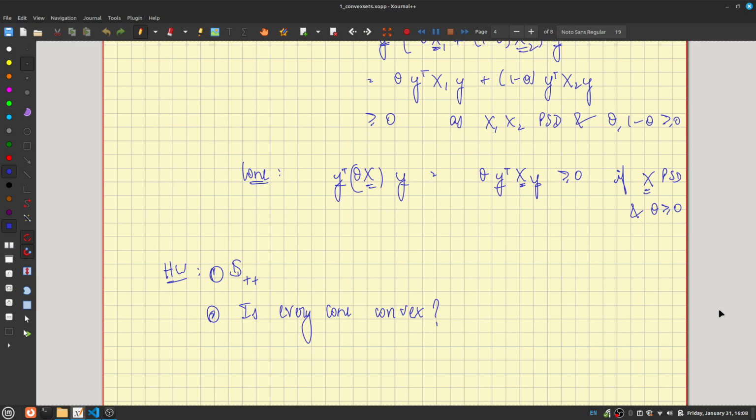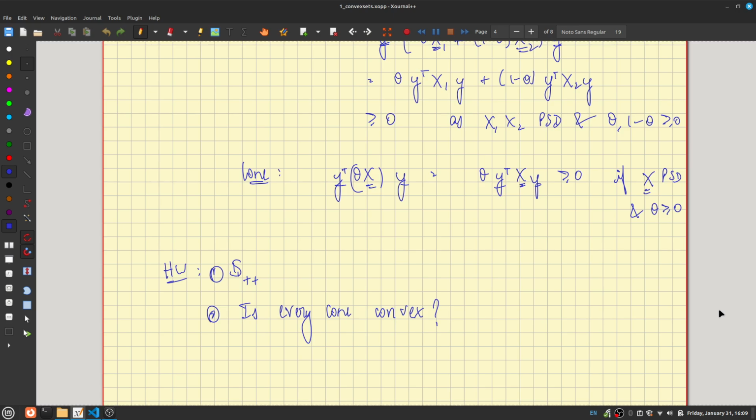A hollow cone. Okay, so basically you take the ice cream cone and you remove everything in between, right? That's what you're saying. So firstly, is this a cone? It is a cone, right? You take any point on the surface of the ice cream cone and you scale it up by any non-negative value, it still lies on the surface. So it is indeed a cone and it's not convex. So that's an example of a non-convex cone.